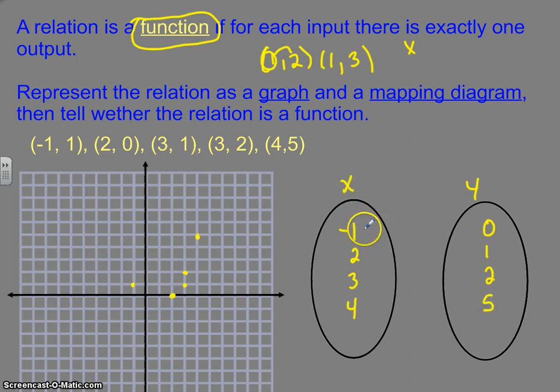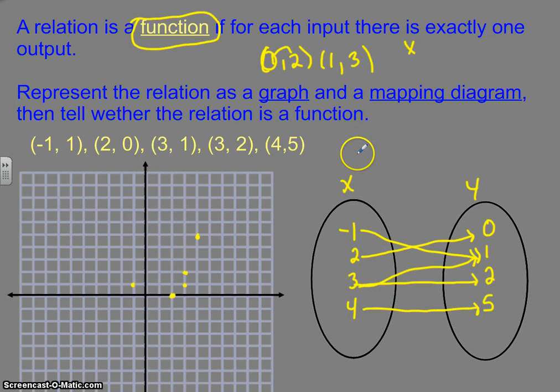So negative 1 is paired with 1. I have an arrow. Let's do that again. I got crooked. Okay, I've got an arrow going to the 1. 2 is paired with 0 in the second one, right here. So I've got an arrow going to that. 3 is paired with 1 and 2. So you got 3 going to 1, and I've got 3 going to 2. And then 4 is paired with 5, so straight over.